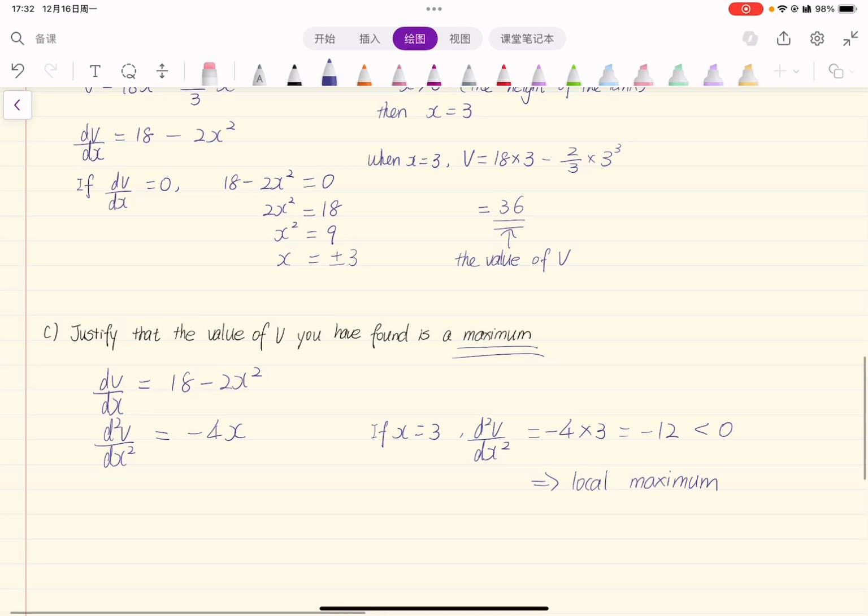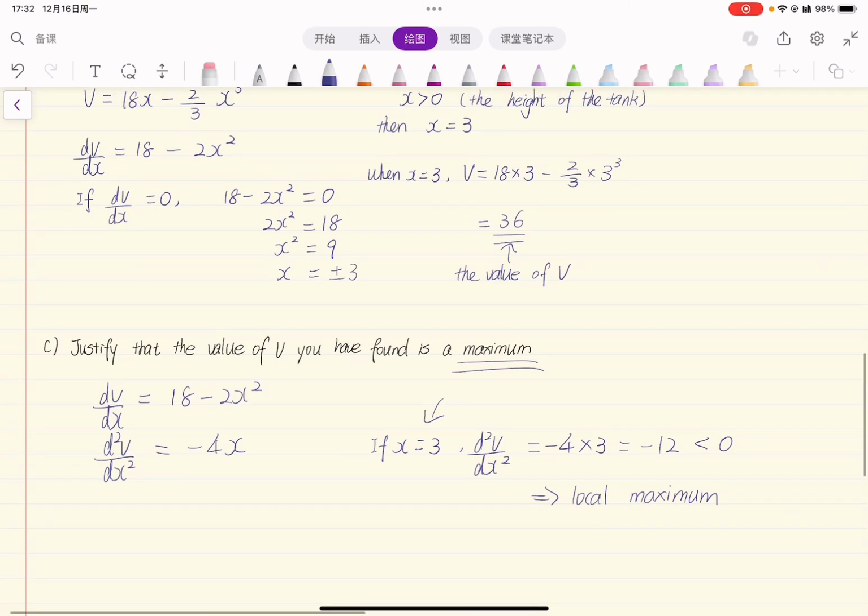By the way, why do we substitute x equals 3? Since you found the value of V when you substituted x equals 3 in part B. So here, you need to determine whether the value of V is a maximum or minimum when x equals 3.